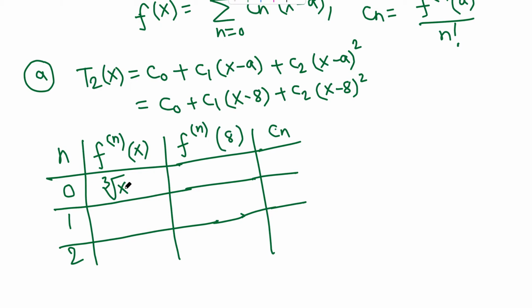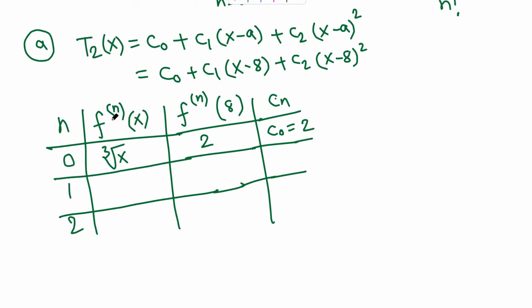Now we replace x by 8, evaluate, use a calculator, the cube root of 8 is 2. So c naught is just 2 over 0 factorial. 0 factorial is 1, so just 2.